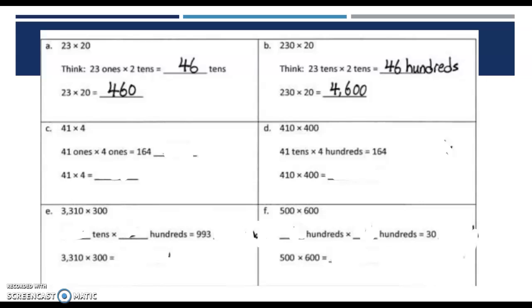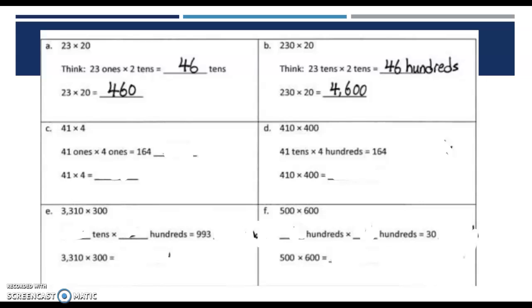Okay, so now to get a hang of place value, 23 times 20: think 23 ones, 2 tens is 46 tens, so 23 times 20 is 460. Now 23 times 200: think 23 tens and 2 tens is 46 hundreds. 23 times 200 is 4,600. So that is the difference.